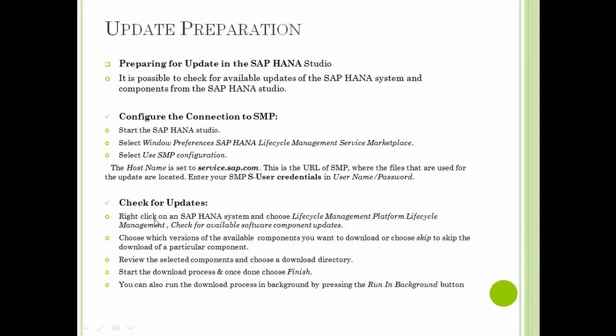Once this is done, we can right click on the system. In the context menu, we can choose Lifecycle Management and check for available software component updates. From there, we can choose the version that we want, also choose the components that we want, and skip the components that we don't want, download them and finish. We should also know that this download process can run in the background as well. To avoid any network breakdown issues, it is better we run it in the background, not in the foreground.